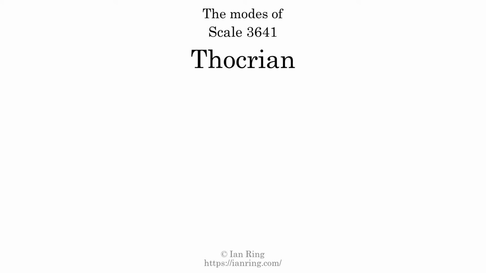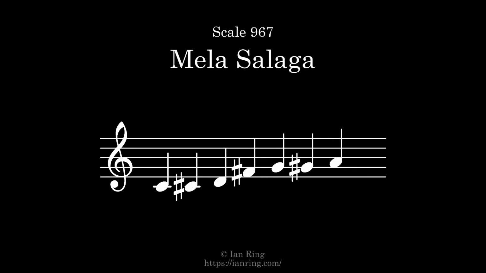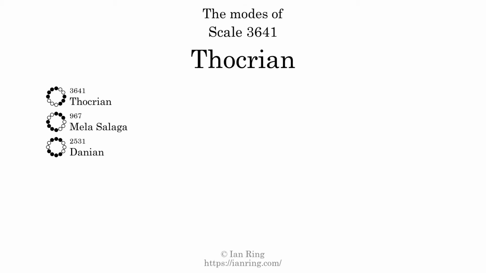This scale has 7 modes. The first mode is itself. The second mode is scale 967, also known as Mila Saliga. It sounds like this. The third mode is scale 2531, also known as Danian. It sounds like this.